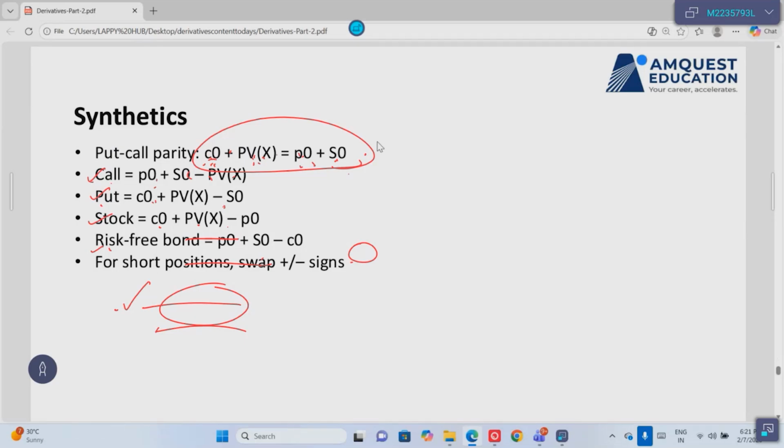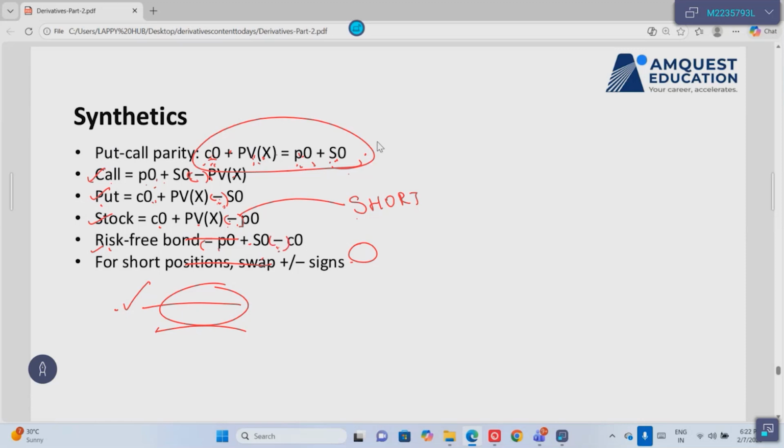Now you notice here there is a plus, but here there is a minus. Whenever you see a minus sign, what does it mean? Short. It means you have shorted. So if I put a minus, it means I sold it, shorted it. A minus sign on the put means I have written the put. I sold a put. If the stock has a minus sign like here, it means I sold the stock. If the C has a minus sign here, it means I have sold or written a call. Clear? So the minus sign means I have shorted it.